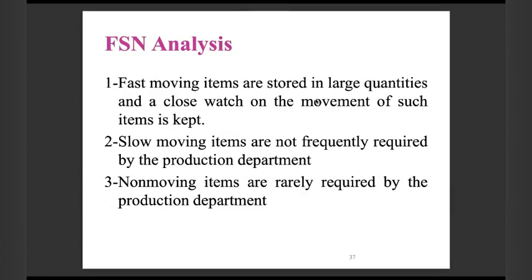Next one, FSN analysis. Fast moving items are stored in large quantities and a close watch on the movement of such items is kept. So these are fast moving, used quickly in production, and they are stored in large quantities. Slow moving items are not frequently required by the production department, but they are required, not as frequently as fast moving items. Next, non-moving items. Non-moving items are rarely required by the production department, okay?